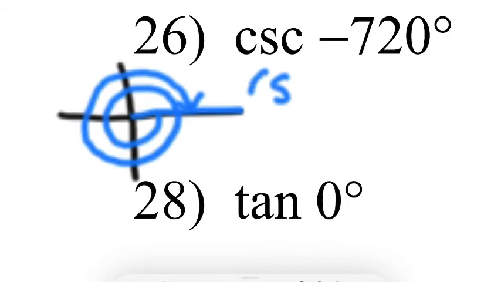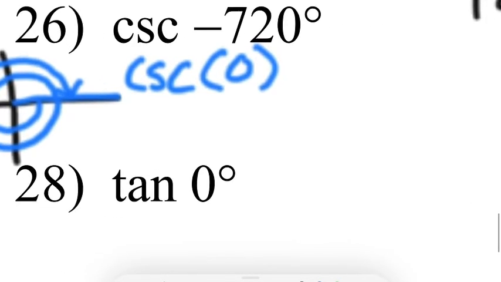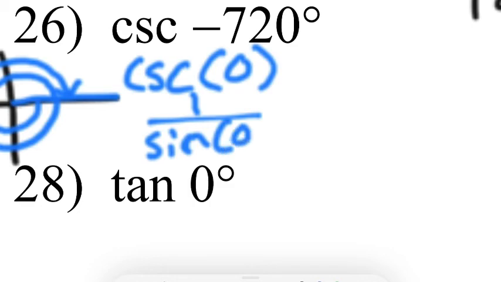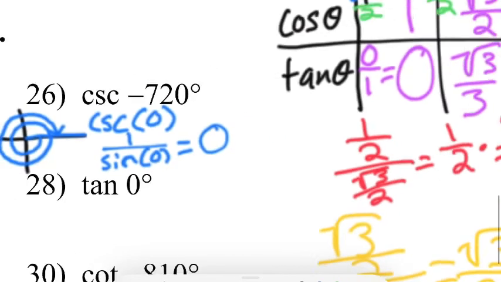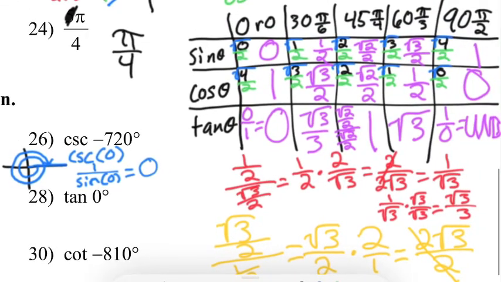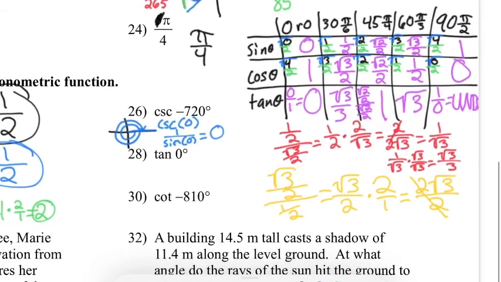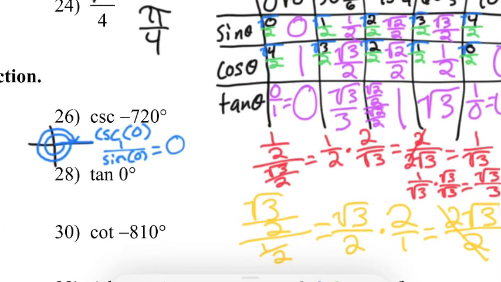So our reference angle would be at secant of 0. We want to have it in terms of one of our trig functions in our table. So we have 1 over sine of 0, which will give us 0, looking at our table. Tangent of 0 is actually on our table already, and we get 0.